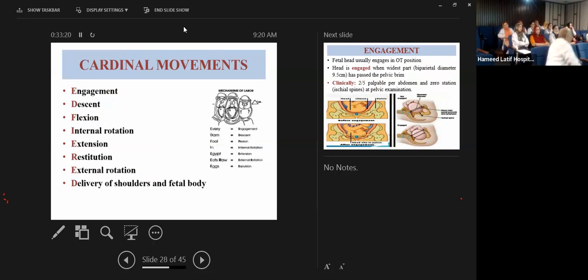Now she has described that there are 8 points. Delivery of shoulders and fetal body, and the rest are the seven points.